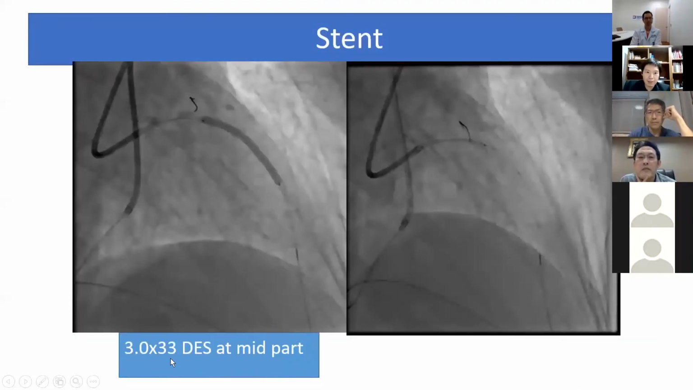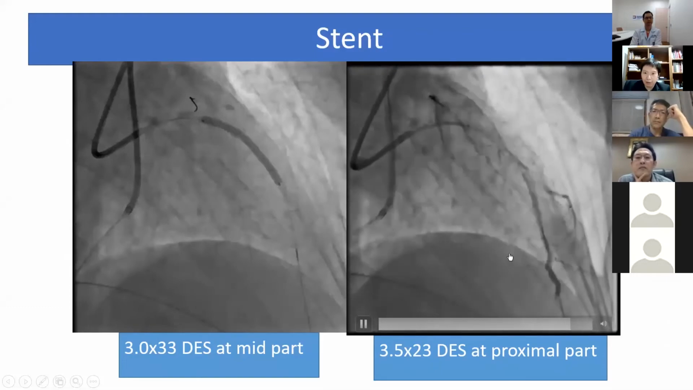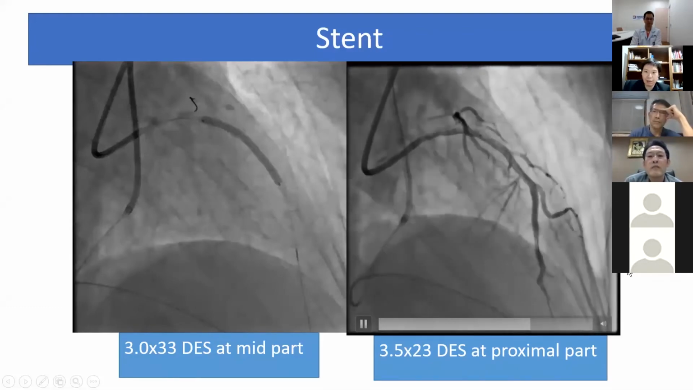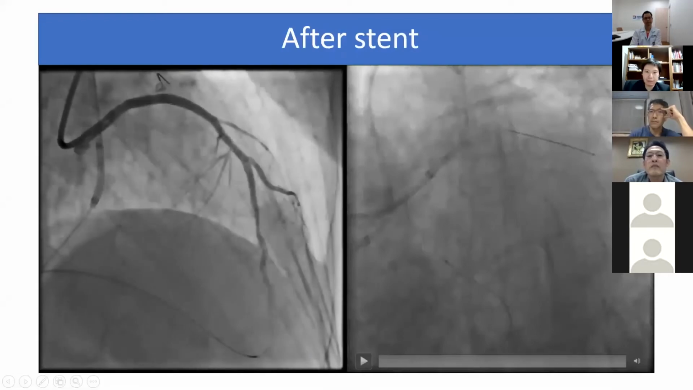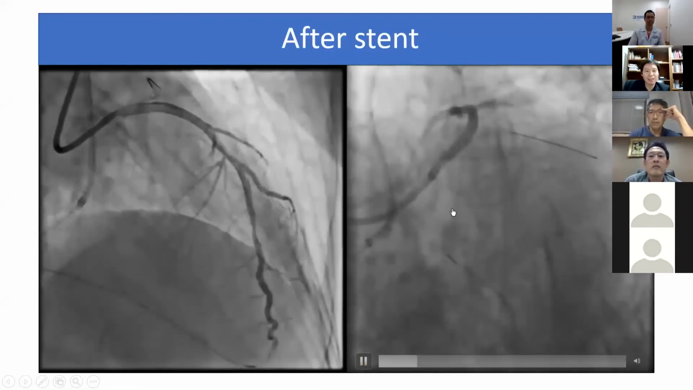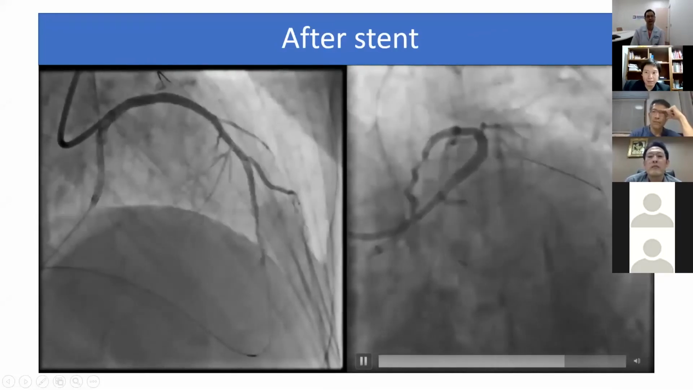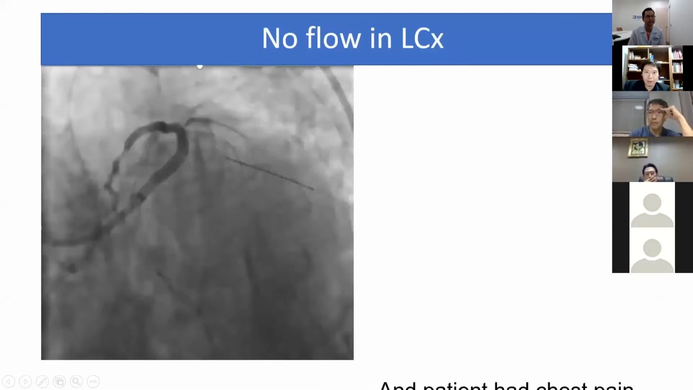So I stent using a GO 3.0 33 stent at the mid part and a 3.5 23 stent at the proximal part. This is the result of the stent. The circumflex is already gone. The patient feels a lot of pain.